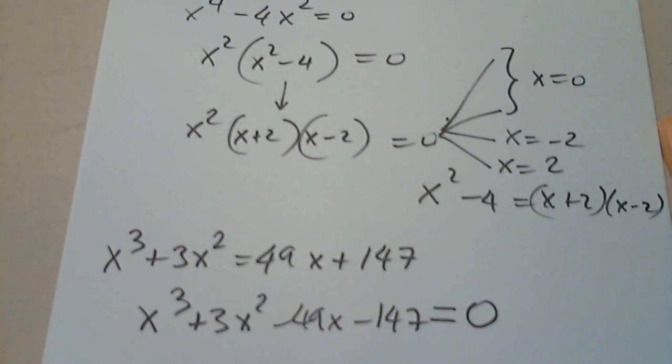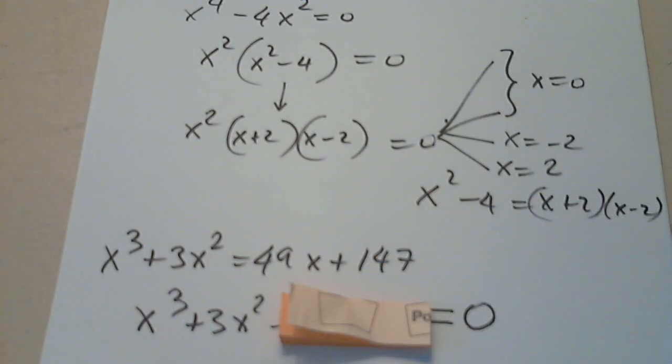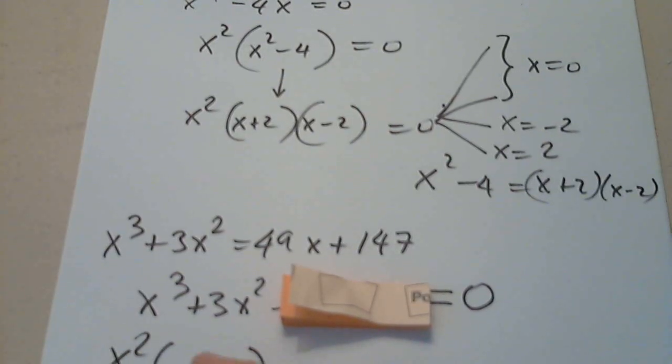But these are 4 terms. What is the only option I have for 4 terms? Grouping. Excellent. What will I factor out from the first 2? X squared. Very good. What is left in parentheses? X plus 3. Very good.